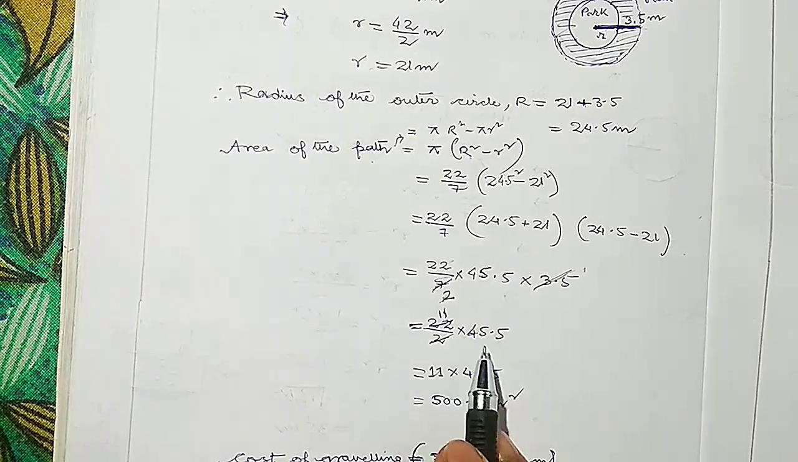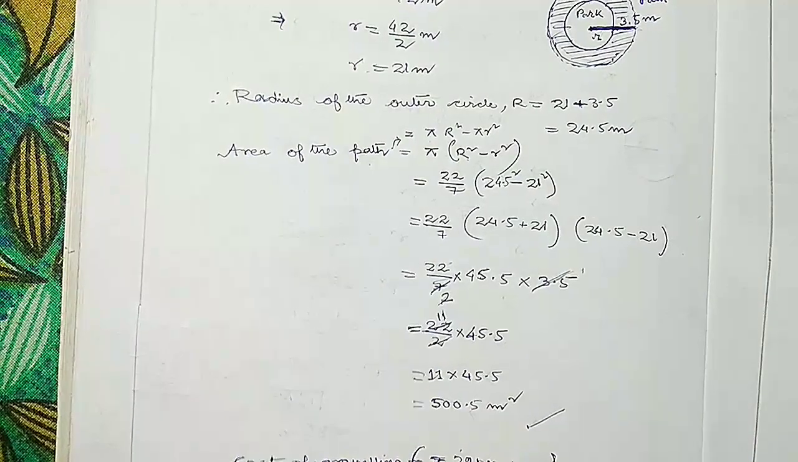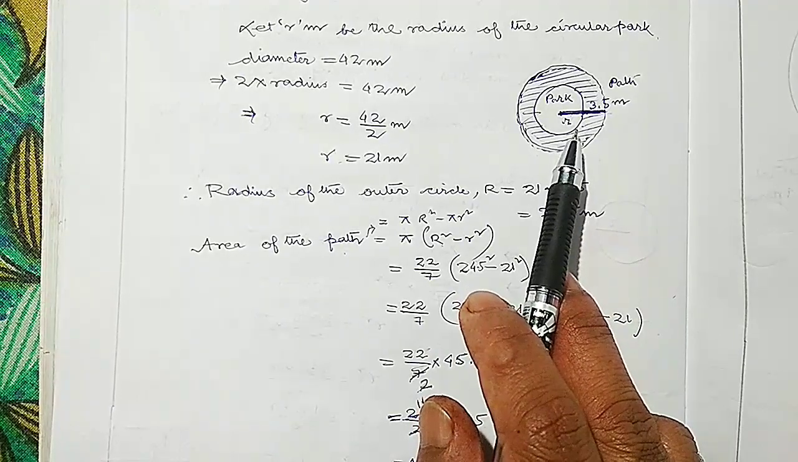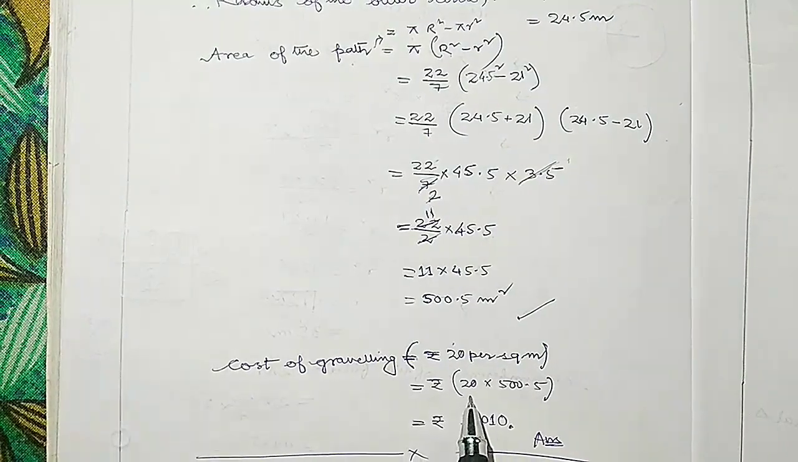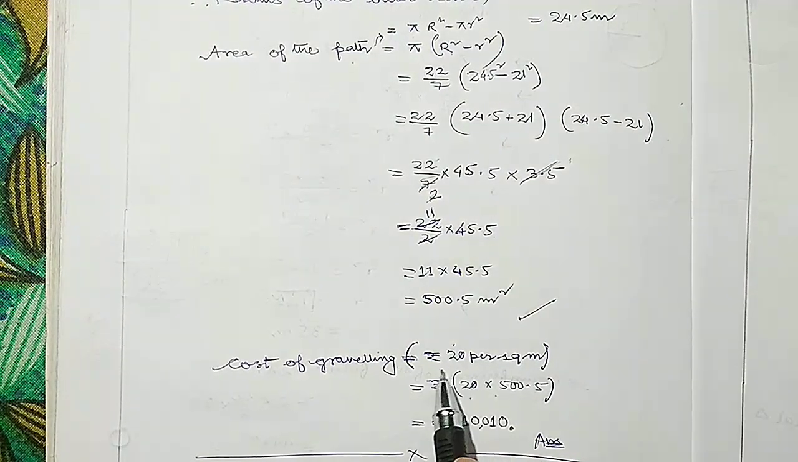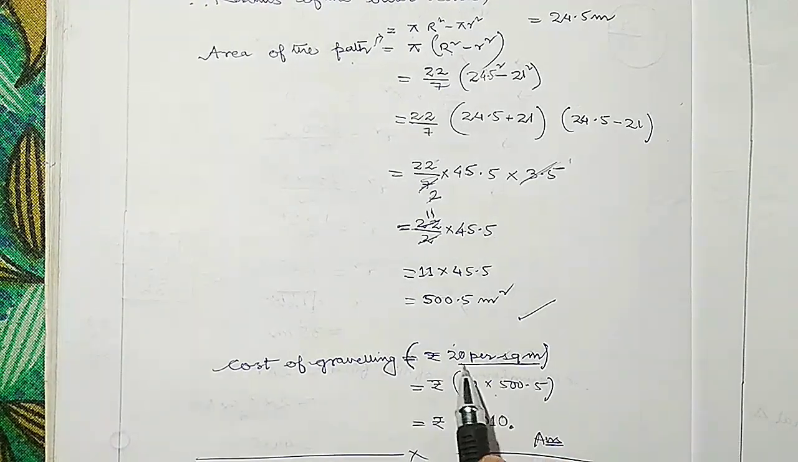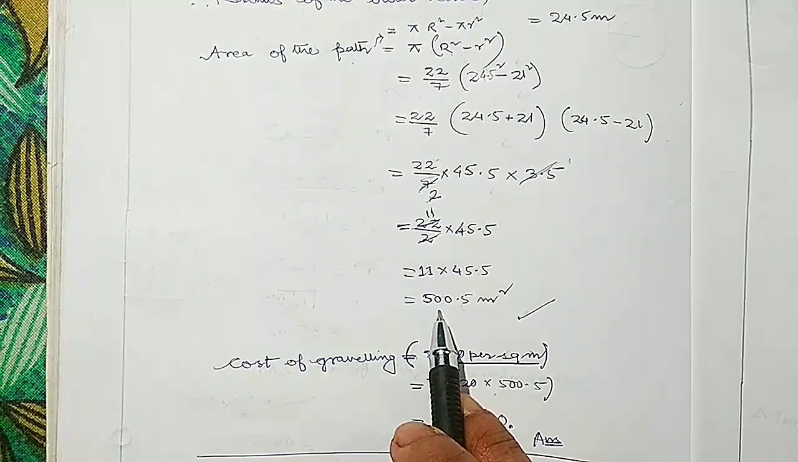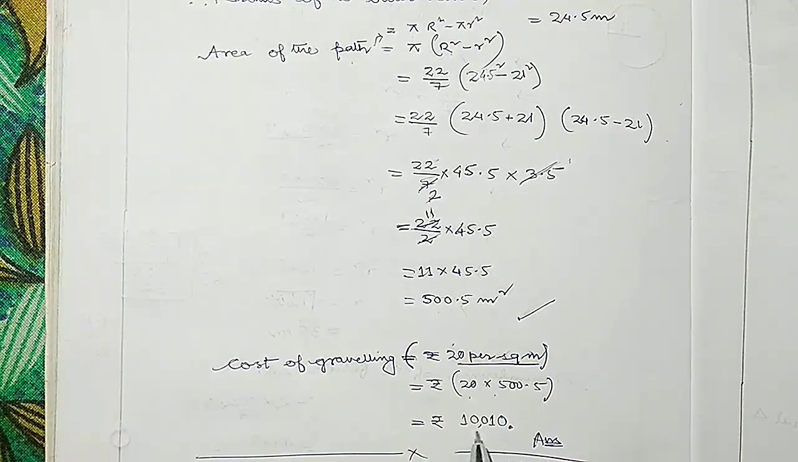If I multiply 11 into 45.5, I am going to get 500.5 meter square, and that is the area of the circular track. Now as given in the question, rupees 20 is required per square meter. So the cost of graveling will be rupees 20 into 500.5, because rupees 20 per square meter is the rate. That means for per square meter we need rupees 20. So for 500.5 meter square we need 20 into this, which will give 10,010. And that is the required answer.